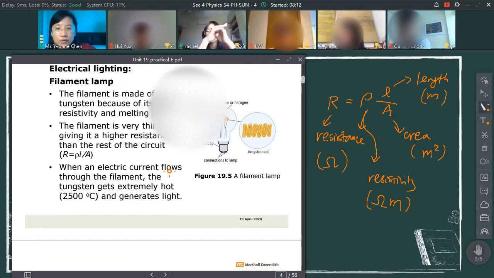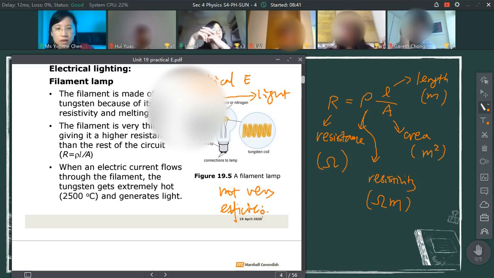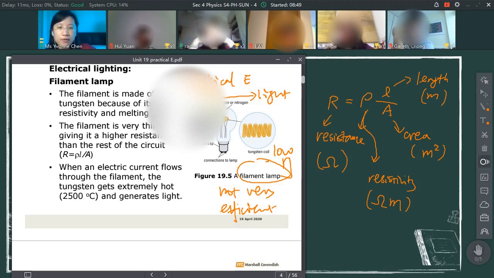Okay, so for filament lamp, it generates light. Heat first. So the change of energy is from electrical energy, then to thermal energy, which is Q, right? Then after that, to light. So actually, filament lamp is not very efficient. It's with low efficiency, okay? The symbol is like this for efficiency, because there are quite a few changes.